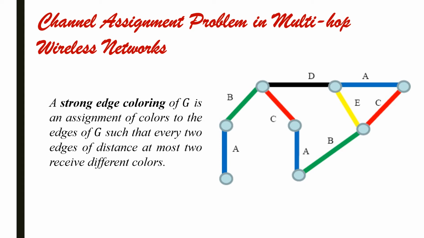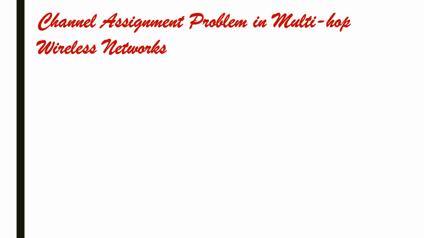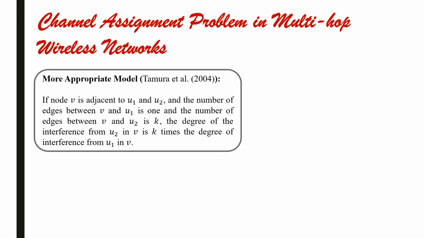According to Mahid in 2002, the problem of finding a strong edge coloring with a minimum number of colors is an NP-complete problem. In a paper in 2004, Tamura and others established a more appropriate model for channel assignment problem in multi-hop wireless networks. This model, which takes into consideration the co-channel interference, is stated as follows.